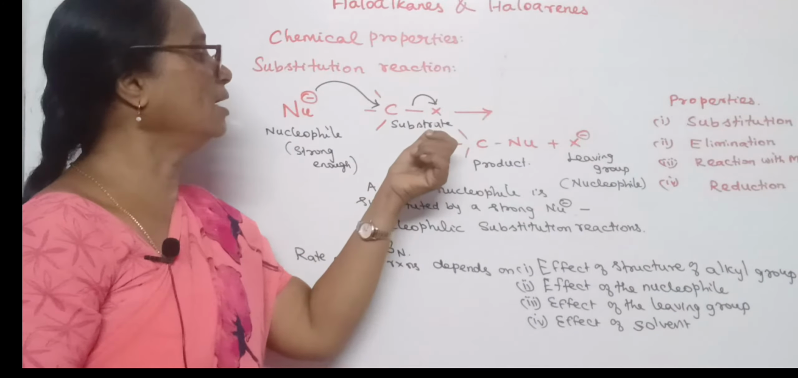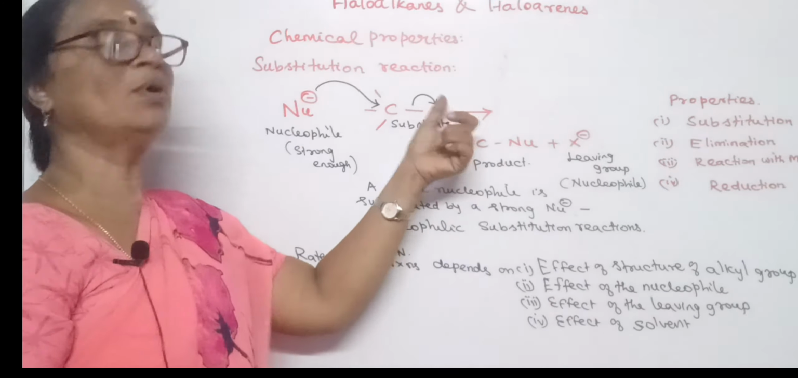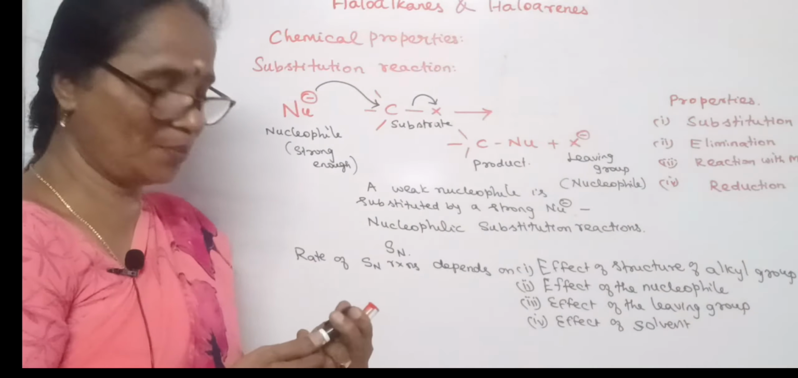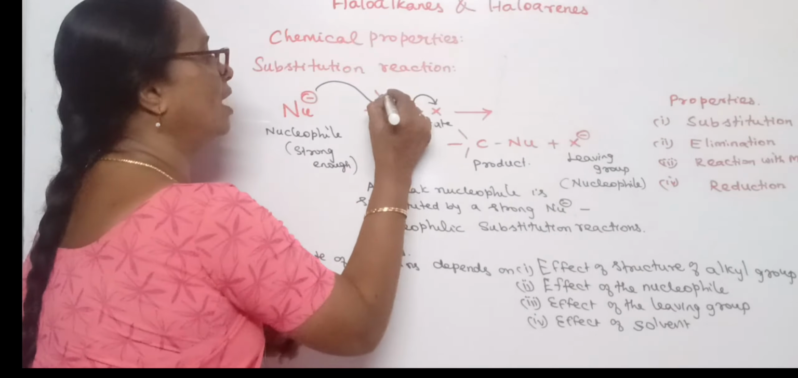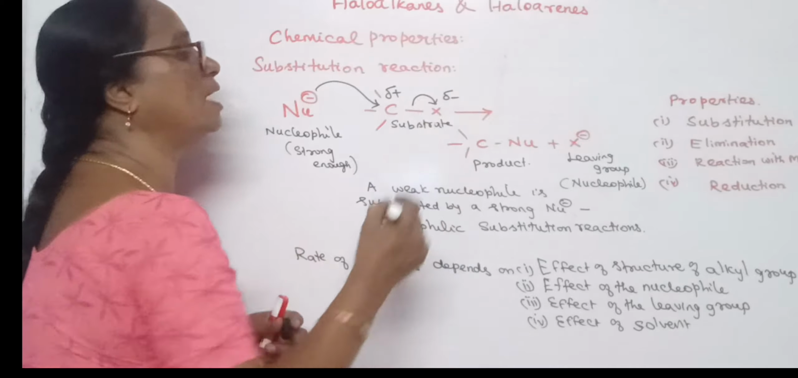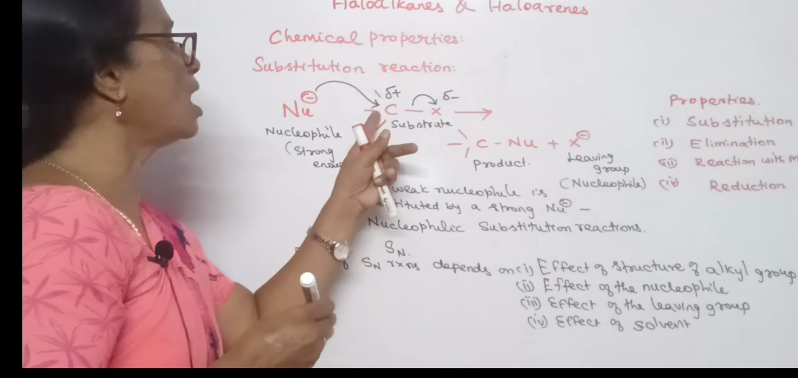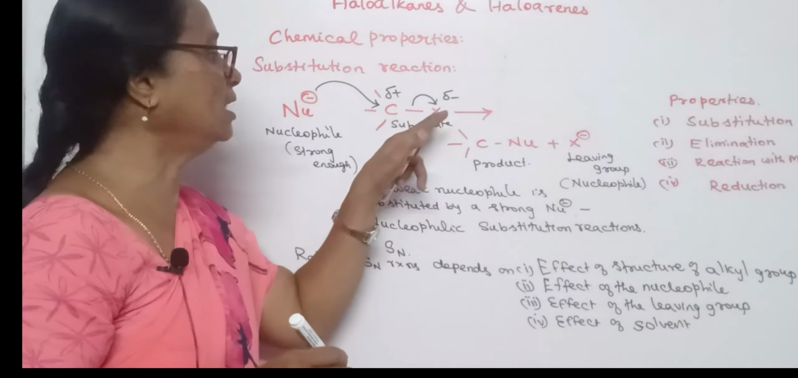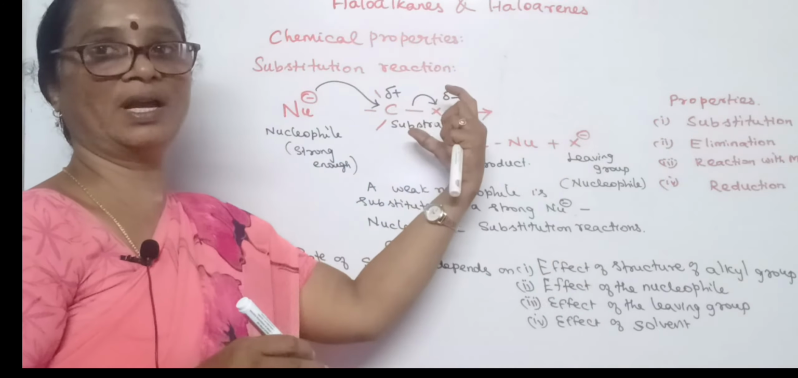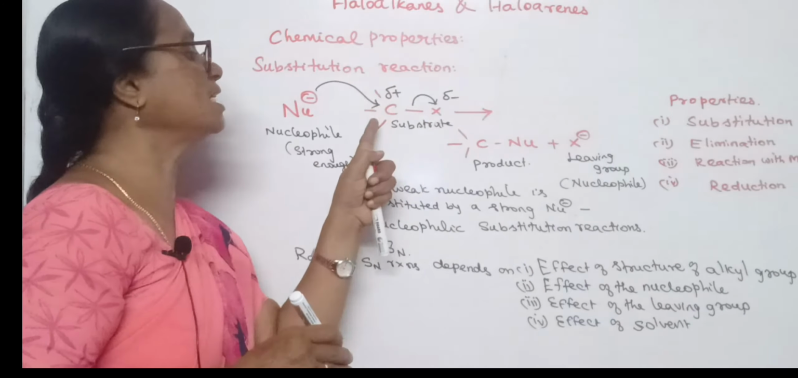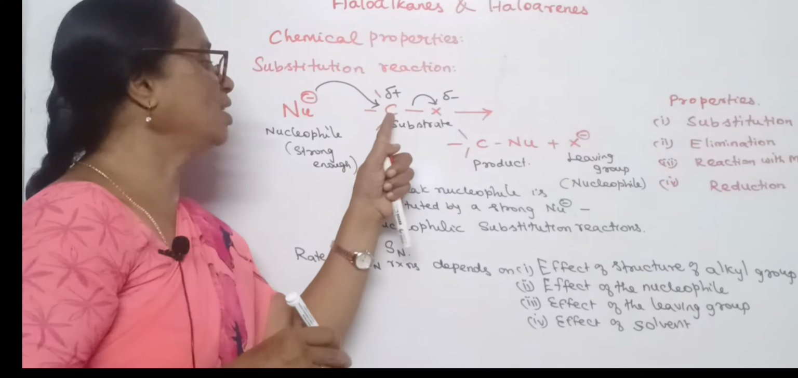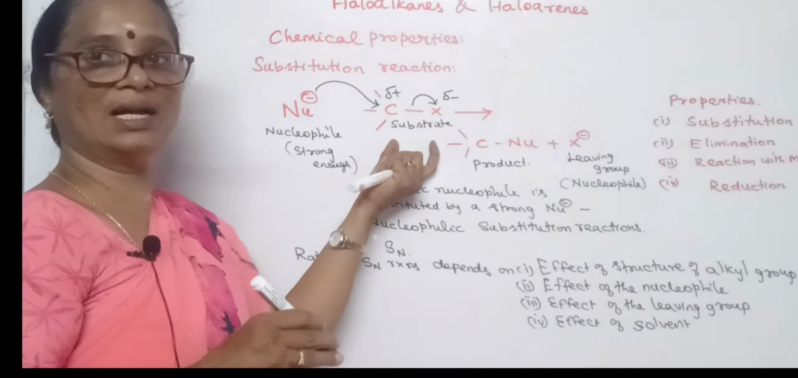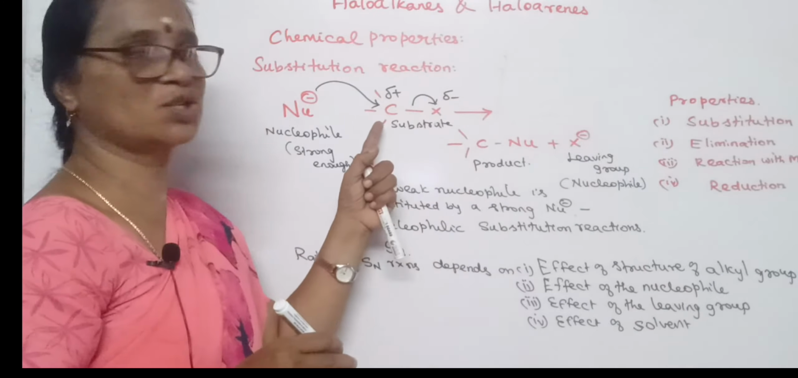And we know in alkyl halide the halogen is more electronegative, so the halogen can withdraw the shared pair of electrons between the carbon and halogen. Hence it develops a partial positive charge and a partial negative charge over the carbon and halogen atoms. So the negative charge makes this halide a nucleophile, and the partial positive charge over the carbon makes it an electrophilic site.